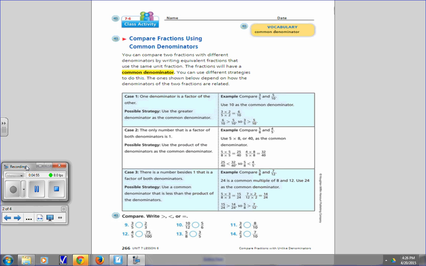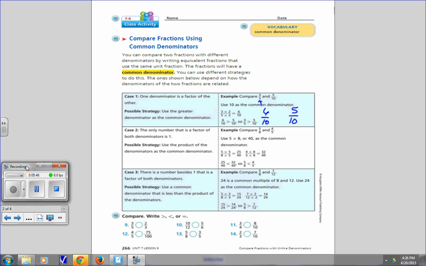So like I said, there's 3 scenarios here. In case 1, you have 3/5 and 5/10. One denominator is a factor of the other. So I know that 5 and 10 are related. If I multiply 5 by 2, I can get a 10. So I'm going to use my 10 as the common denominator. So then I don't do anything to 5/10. I keep 5/10 the same, but I'm going to multiply the numerator and the denominator of the 3/5 by 2, and I'm going to get 6/10. Now I have the same denominator, and I can compare the two fractions, because 6/10 is equivalent to 3/5.